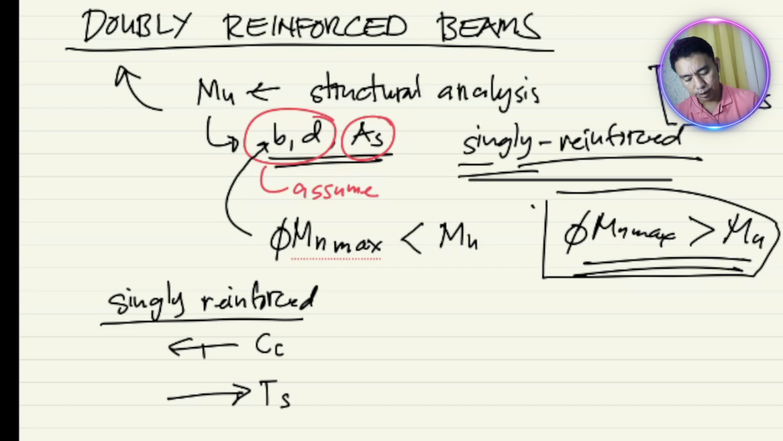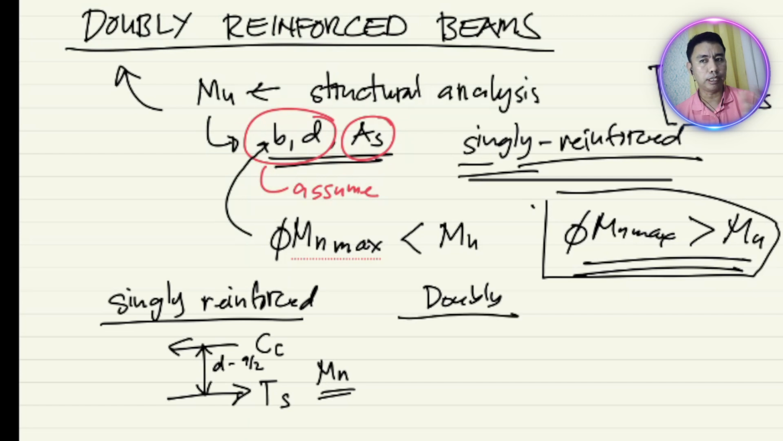Right? So, wherein ito d minus a over 2, if you can remember. So, yan yung mag-create ng couple, compression ng concrete at saka tension ng steel, right? So that will create the moments, nominal capacity ng couple or ng section.